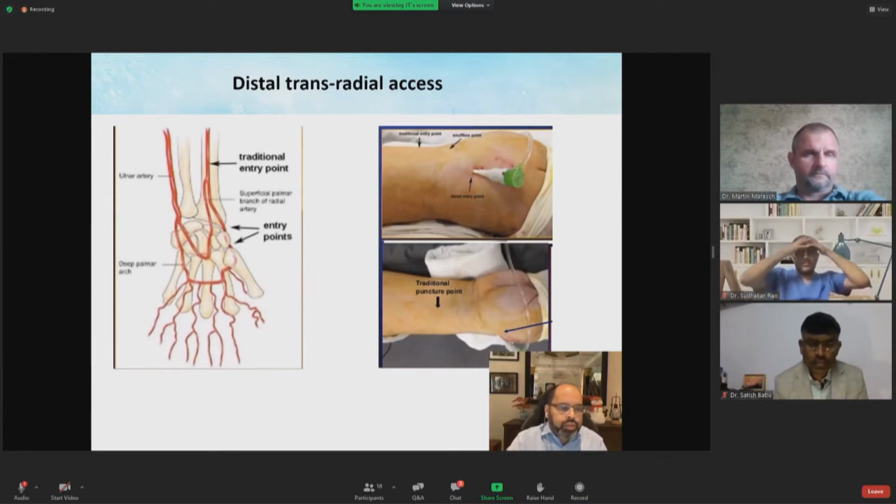You can see the comparison of the anatomy on the left side. So when you put a sheath in the anatomical snuffbox, the tip ends up somewhere near where your normal puncture would be, and that is usually the area where you tend to have the anastomosis of a radiocephalic fistula.